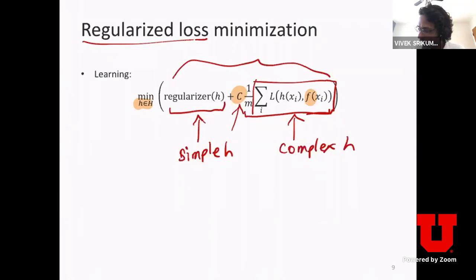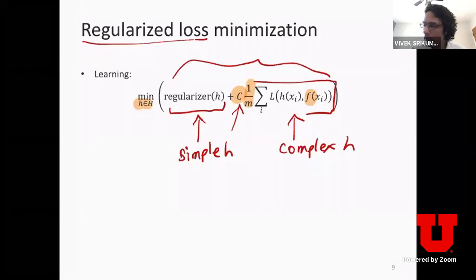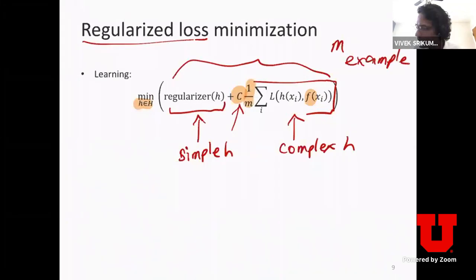So this 1 over m term here is just, you have m examples. The number of examples is m, so this goes from 1 to m, and this makes it the average. You add up the total loss and divide by m, the number of examples, and you get the average loss. Technically, it's just a constant. It could be absorbed into the C, and that's what we do effectively for support vector machines, for example.